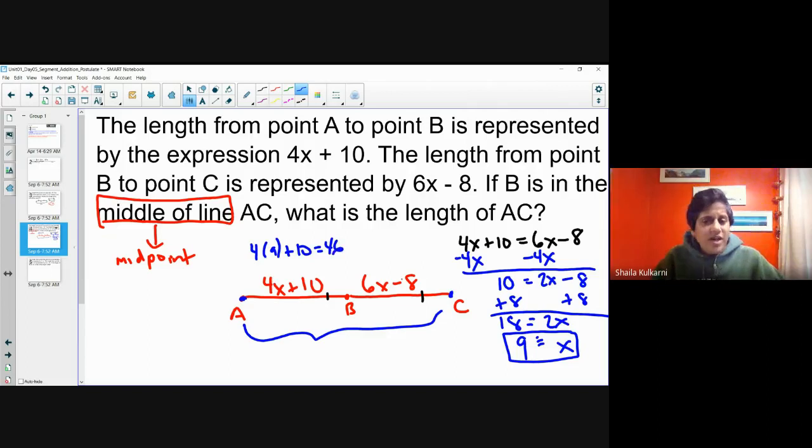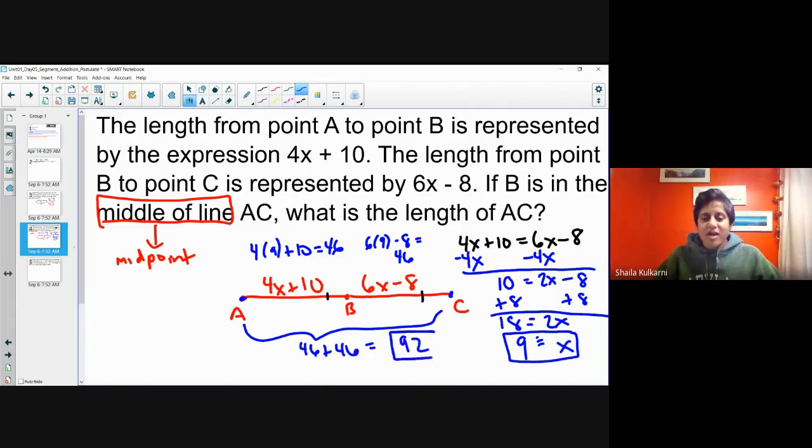Now, what should we get for this side? Shouldn't we also get 46 because it was the midpoint? So 6 times 9, which is 54, and 54 minus 8 is also 46. So we did get the same on both sides. So that tells me my value of x is correct. It checked out because it should give me the same value on both sides. Still haven't answered the question, though. It asked me what the answer for AC is. So I'm going to do 46 plus 46, and I'm going to get 92.